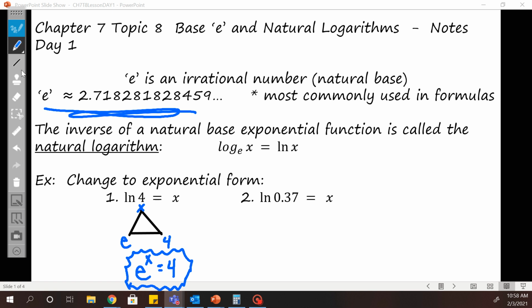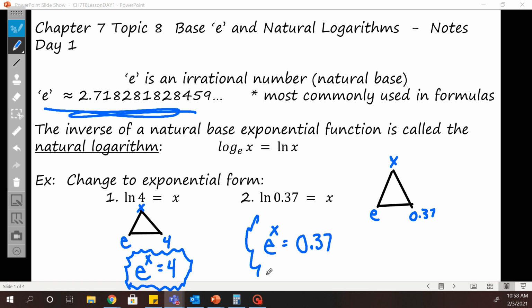Number 2, we have the natural log of 0.37 is equal to x. We want to change this to exponential. So the base is e, of 0.37 is equal to x. So we would say e to the x power is equal to 0.37. This would be exponential form.